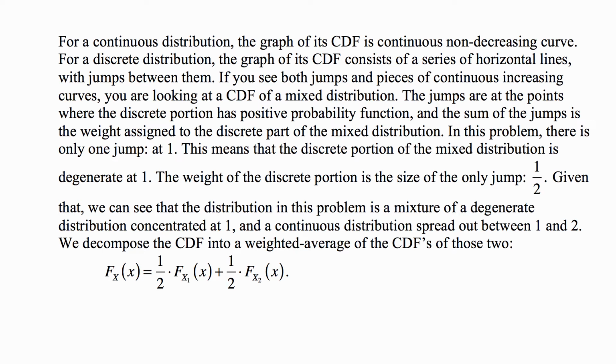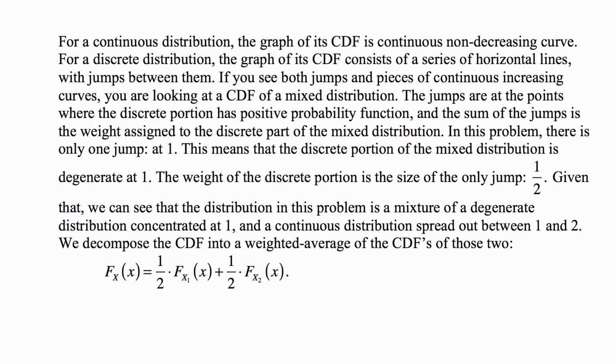So for a continuous distribution, the graph of its CDF is a continuous non-decreasing function. But we have a jump here, we have this discontinuity, so this is not a continuous distribution. For a discrete distribution, the graph of its CDF consists of a series of horizontal lines with jumps between them. If you see both jumps and pieces of continuous increasing curves, you're looking at a CDF of a mixed distribution.